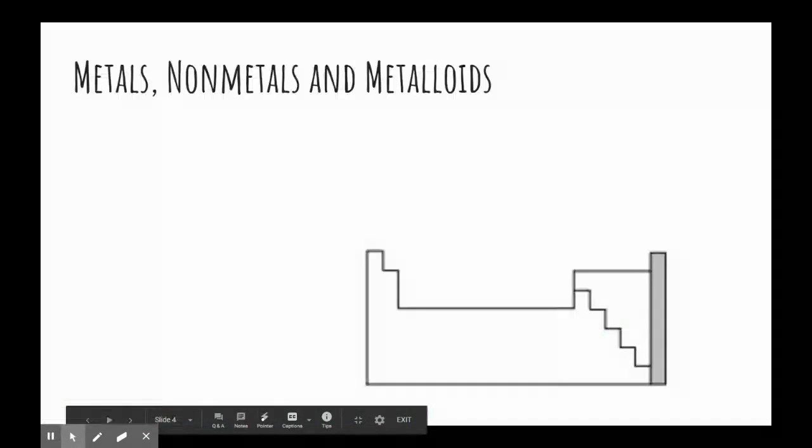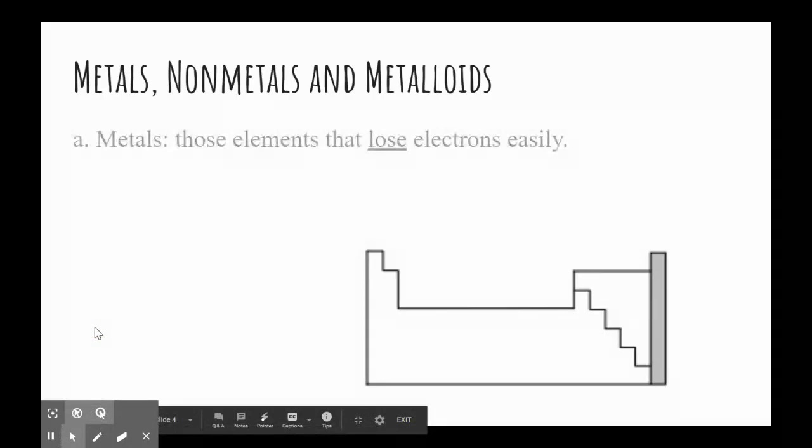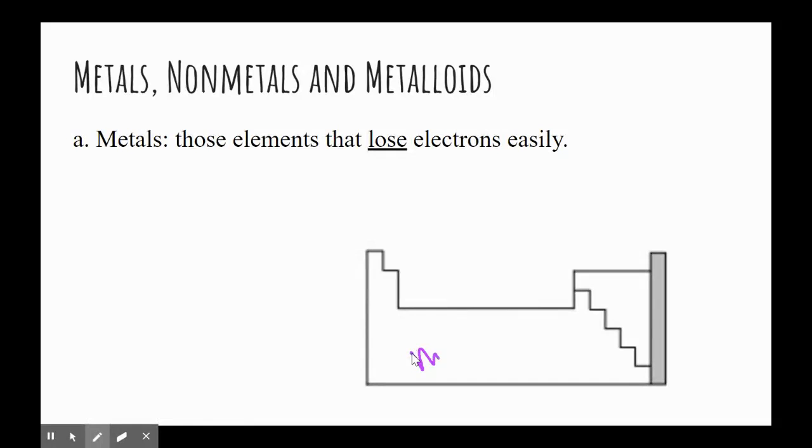So first we're going to review where metals, nonmetals, and metalloids are on the periodic table because that's important for understanding the trends. So metals are elements that like to lose electrons easily, and that's because they have 4 or less valence electrons. So metals are found on the left side of the periodic table.